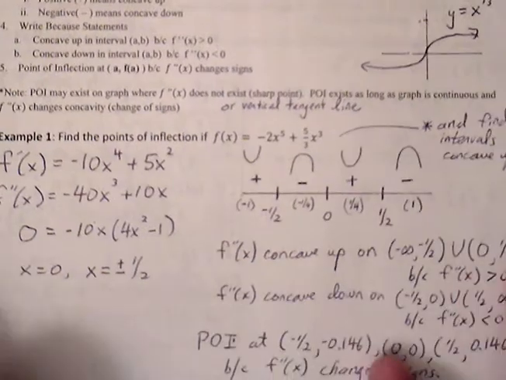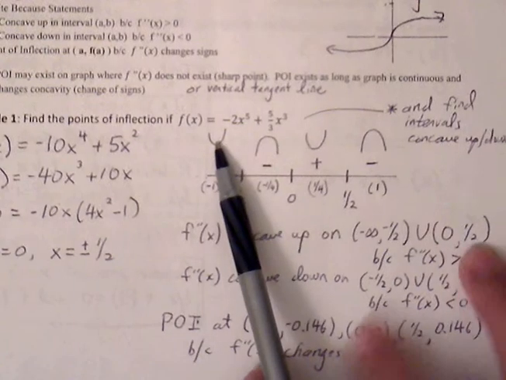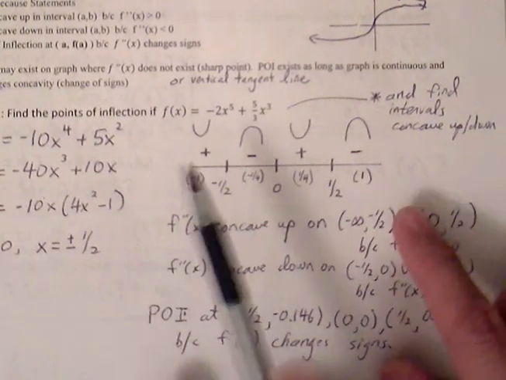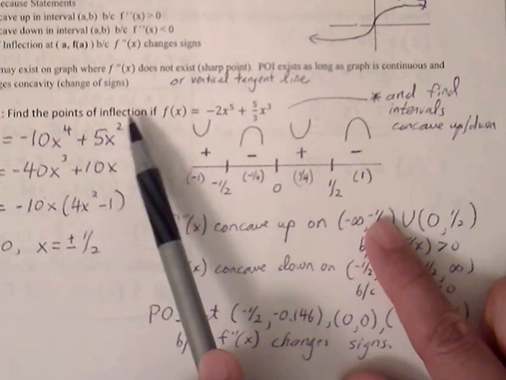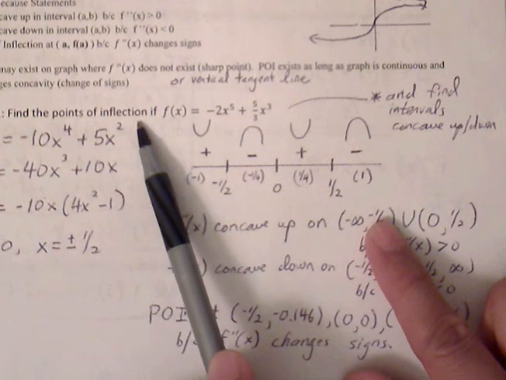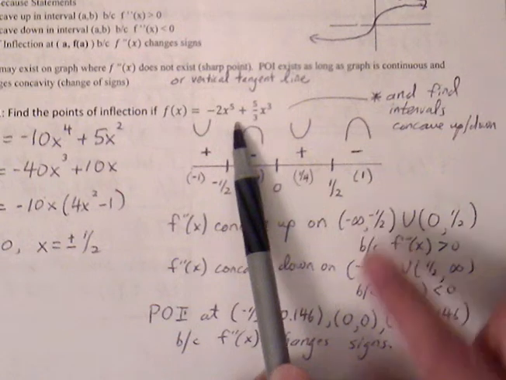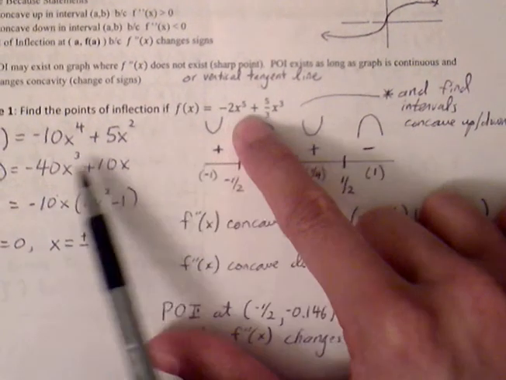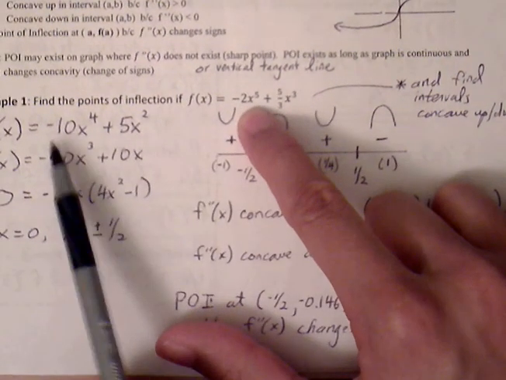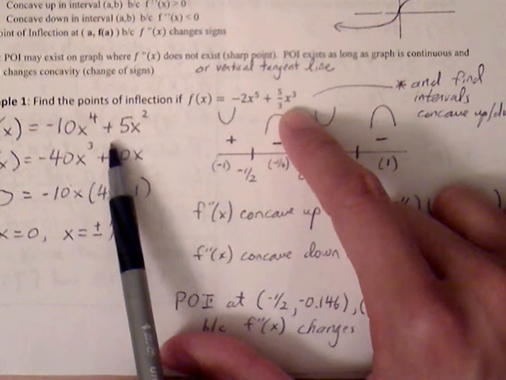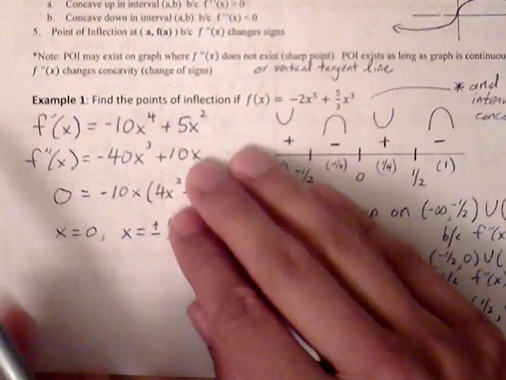Right, let's look at example 1. Find the points of inflection for our function and find intervals where the graph is concave up and concave down. To find a point of inflection, we need to find the critical points for the second derivative, and to find that we need to first go through f prime so that we can get to f double prime. So let's go through the power rule. This negative 2x to the fifth becomes negative 10x to the fourth. 5/3 x cubed becomes 5x squared, so that will lead us to our f prime.